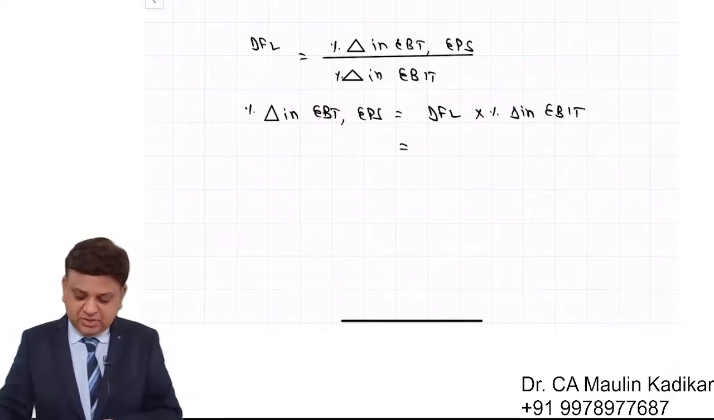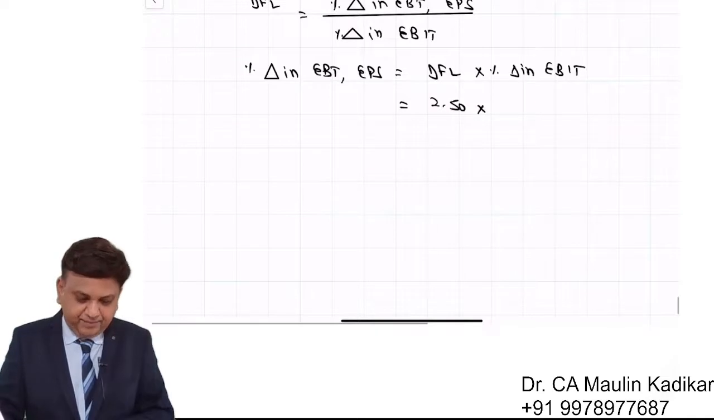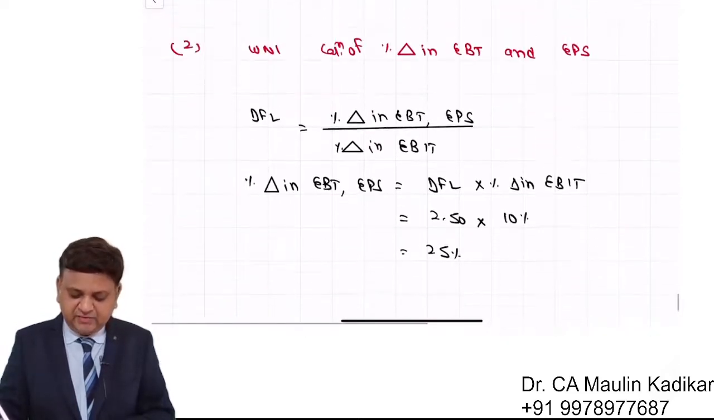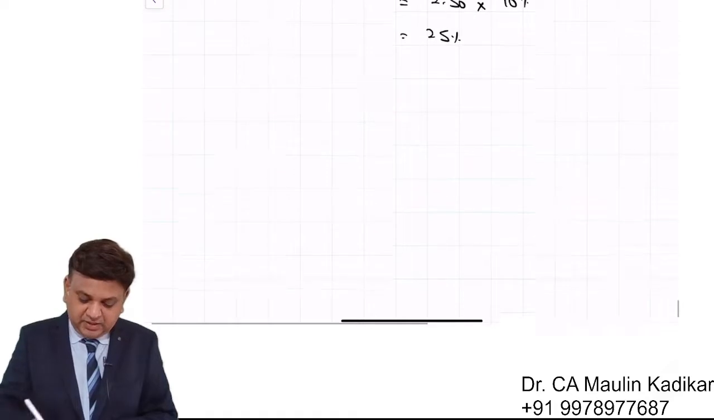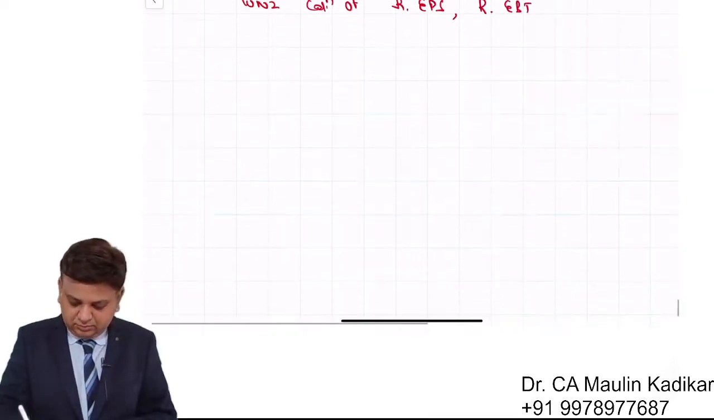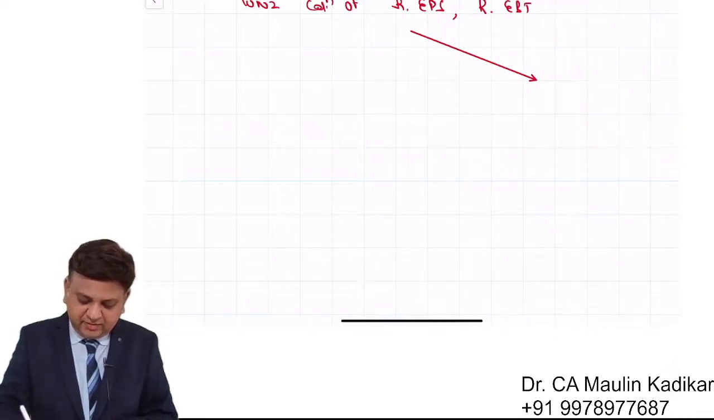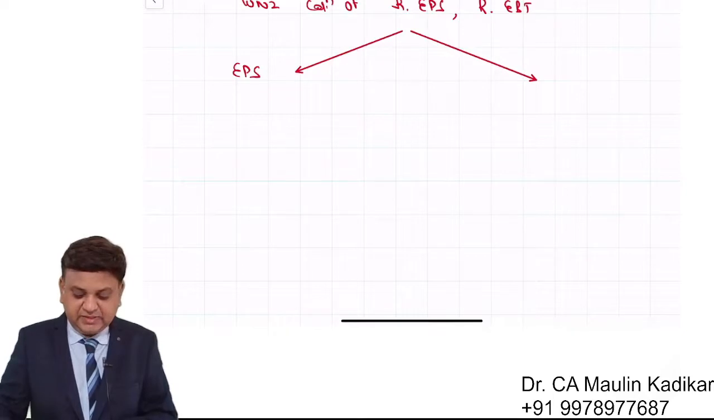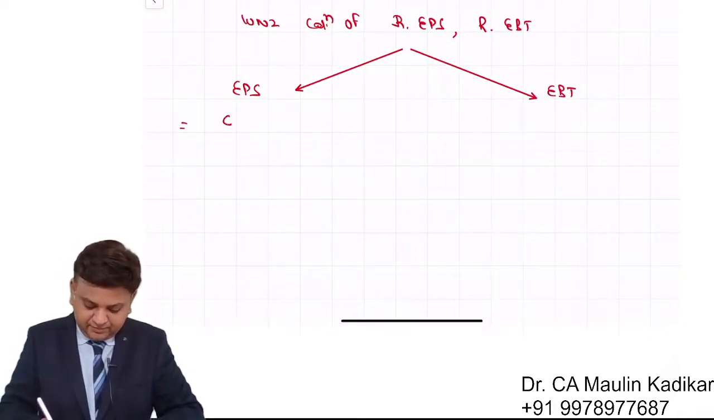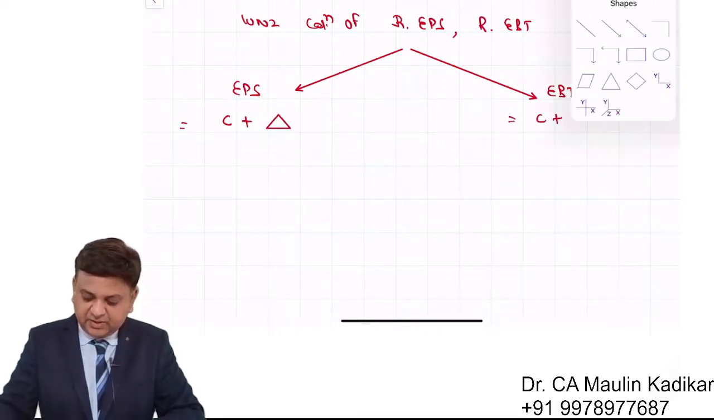What is degree of financial leverage? It is 2.50. And what is percentage change in EBIT? It is 10%. So it is 25%. Working note number 2. Calculation of revised earning per share, revised earning before taxes. In that we will make the calculation of the answer like this. EPS and EBT. In case of EPS, we will have current plus change. In EBT, we will have current plus change.